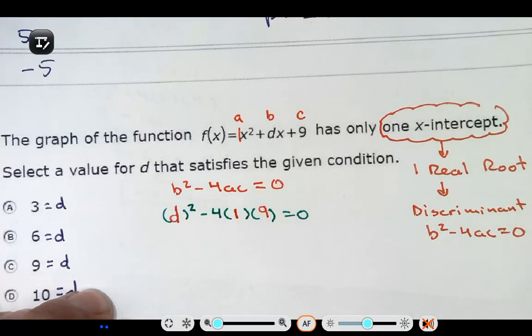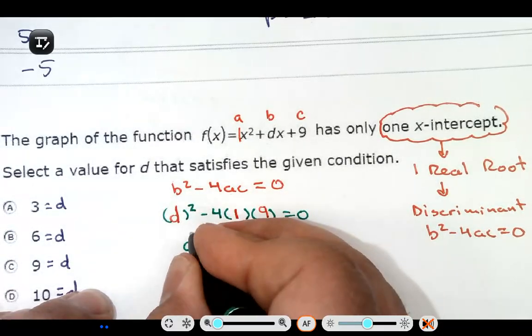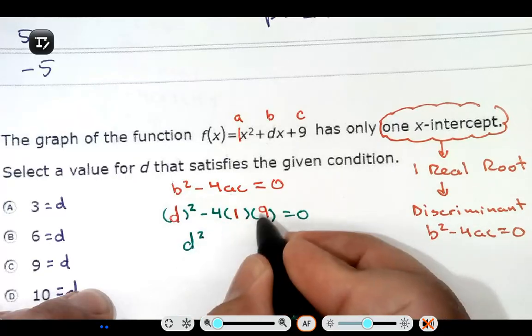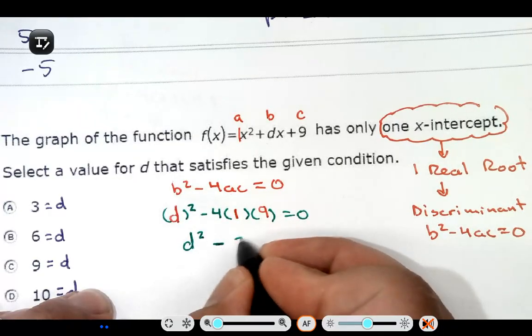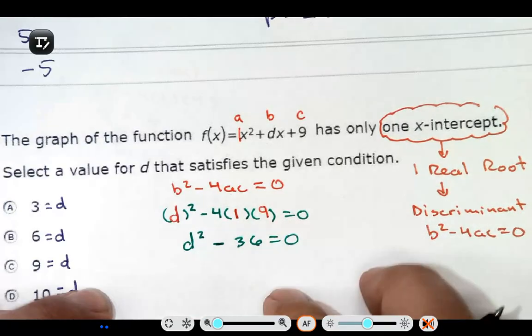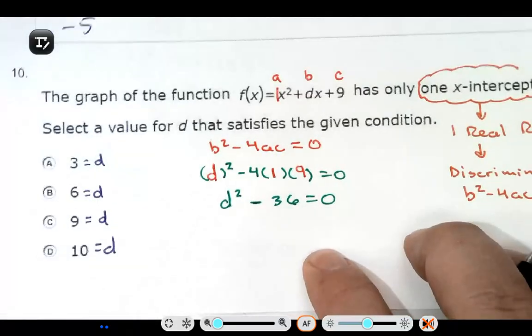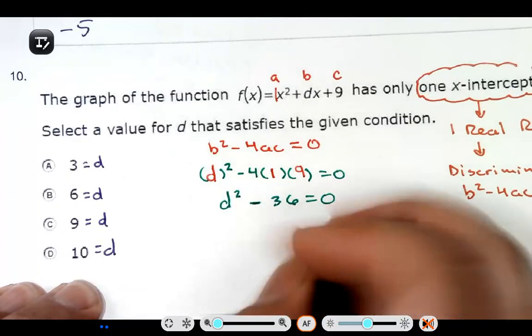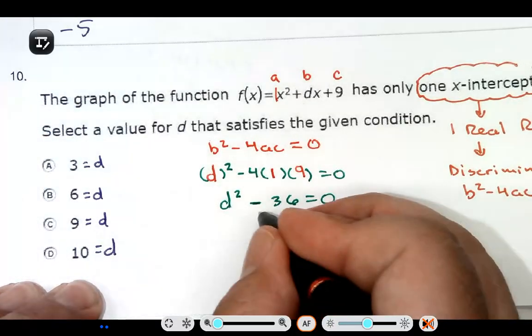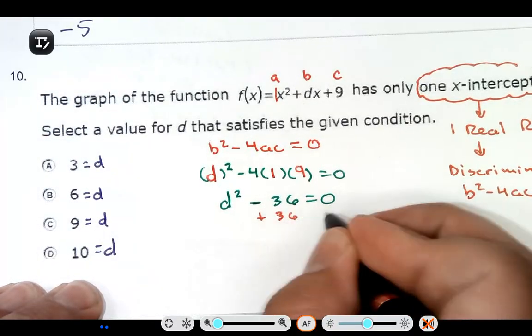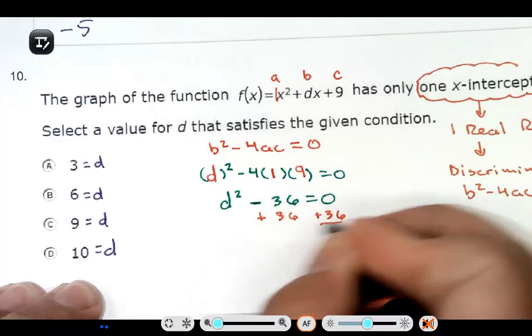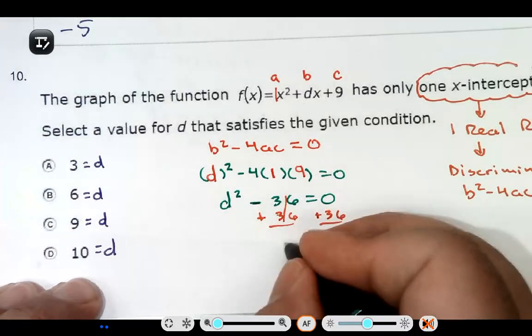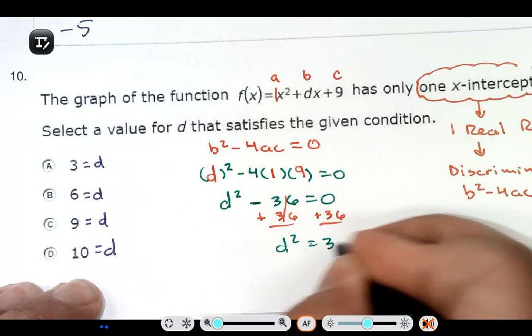So it says d squared. Okay, that's easy. D squared. 4 times 9, so it's minus 36 is equal to 0. And look at that. Here we go again. It's one of those problems that we just saw earlier where all I have to do is solve. So then, just like my Algebra 1 teacher said, get rid of adding and subtracting first. So I'm going to add a 36. D squared is equal to 36.